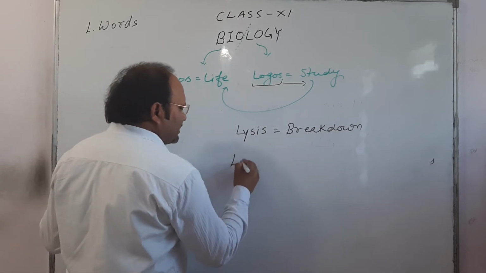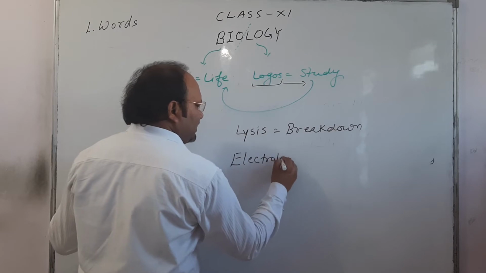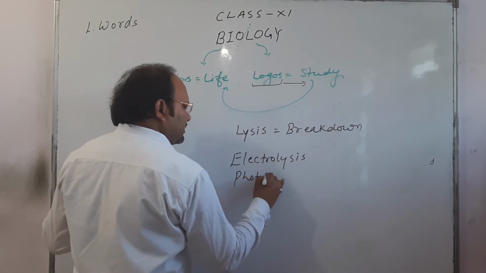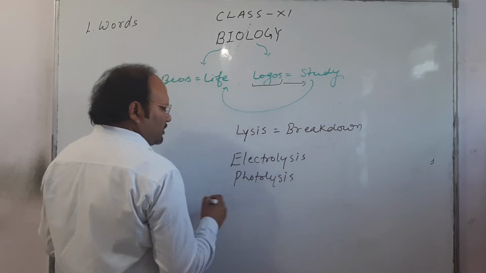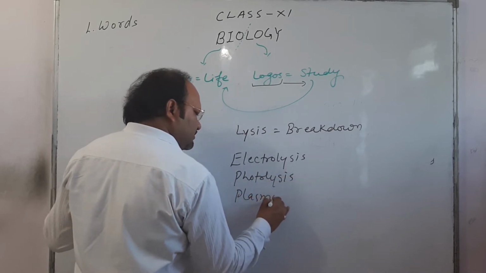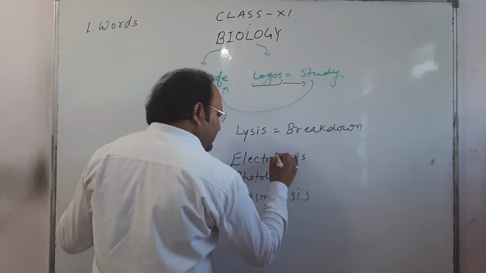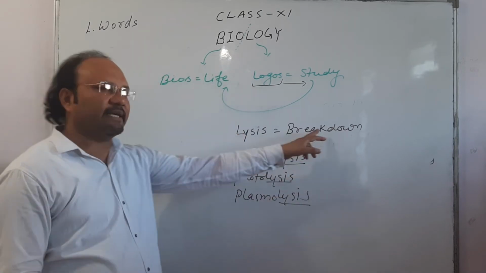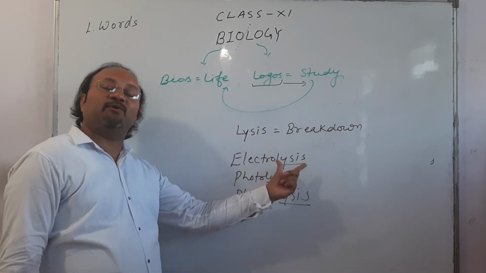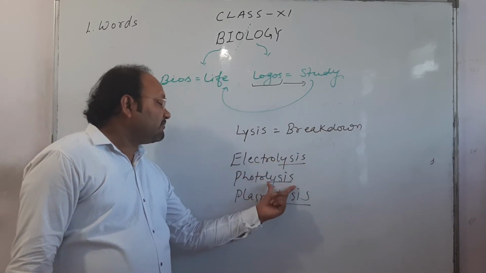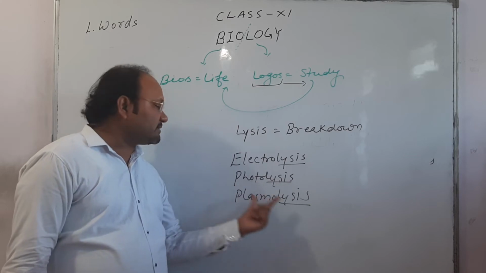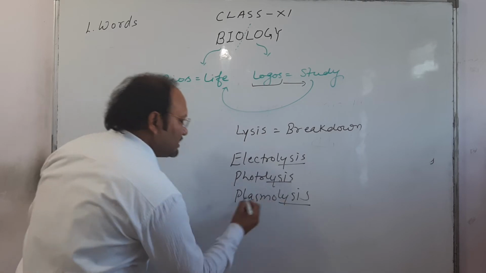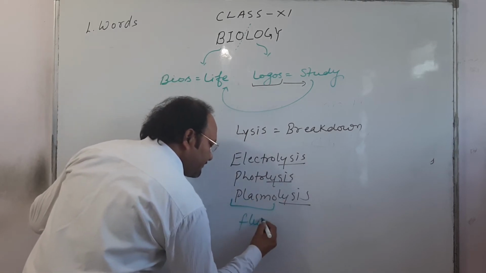Now if I write electrolysis, recall from class 11th, electrolysis, and a bit more, photolysis, and a bit more, in class 9th, plasmolysis. Here lysis, you know this word. Lysis means what? Breakdown. Electrolysis, breakdown with the help of electricity. Photolysis, with the help of light. Plasmolysis, plasma means fluid.